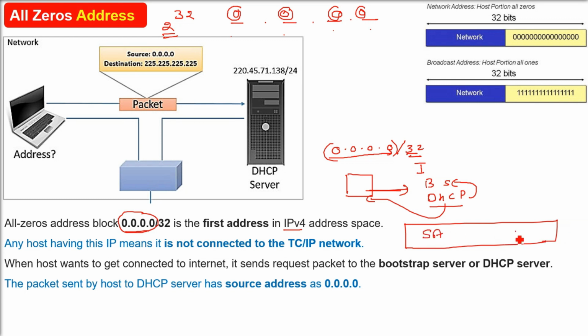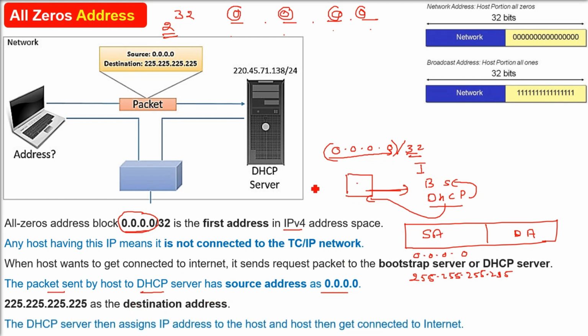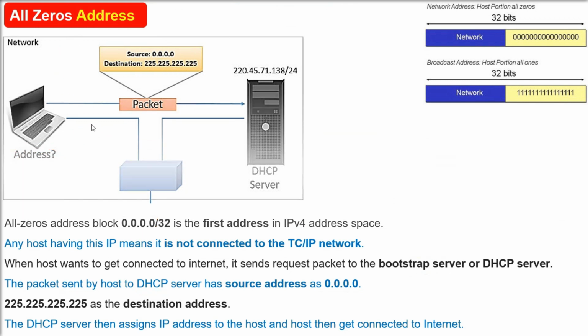What will be the source address? The source address will be 0.0.0.0. Now when this packet goes to any DHCP server or bootstrap, and it sees that the packet is coming with the source address 0.0.0.0, the all 0 address, and the destination address is 255.255.255.255, what will the IP address giver do? This host can be a computer, tablet or any other computing device. The DHCP server, or simply the server which is giving the IP, will assign the IP address to the host, and the host will then get connected to the internet. That is the whole scenario of a host with the all 0 address.